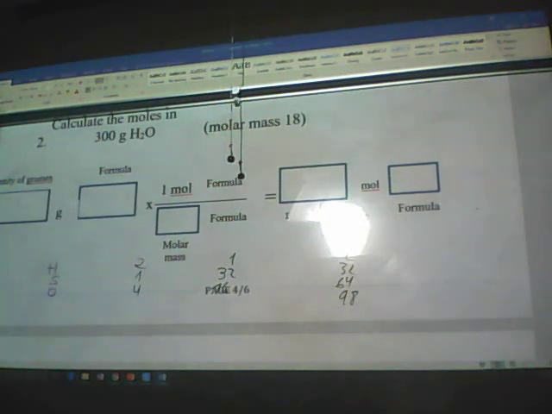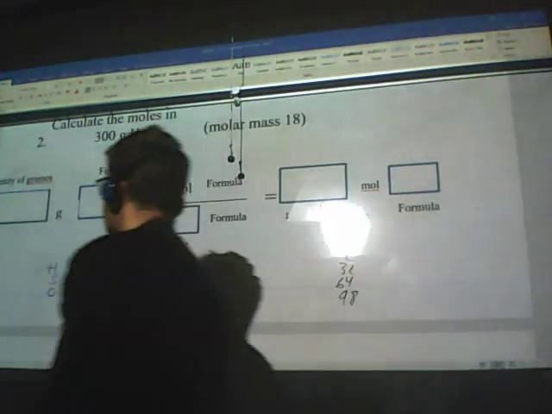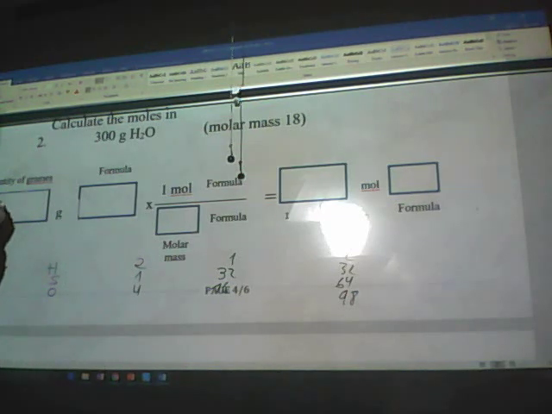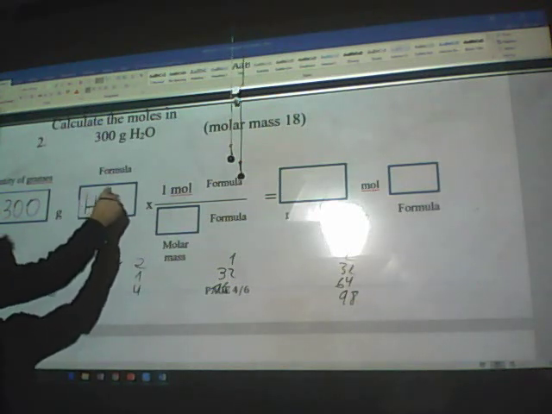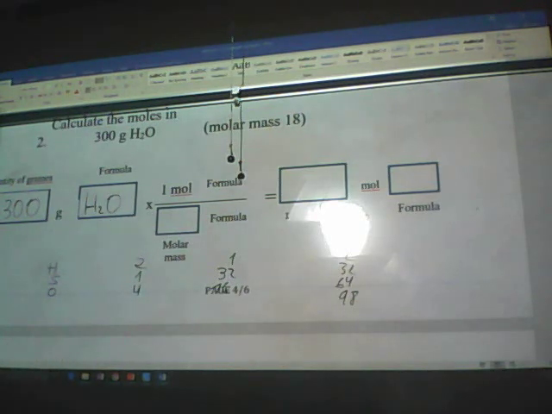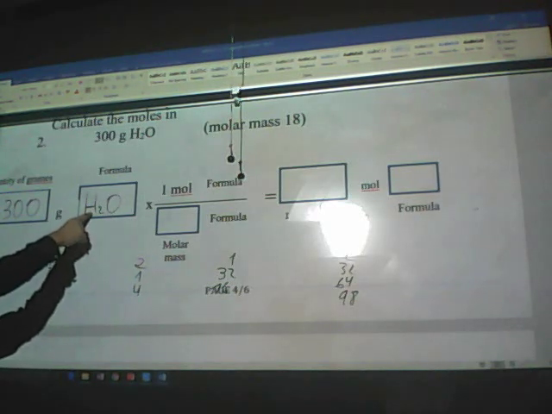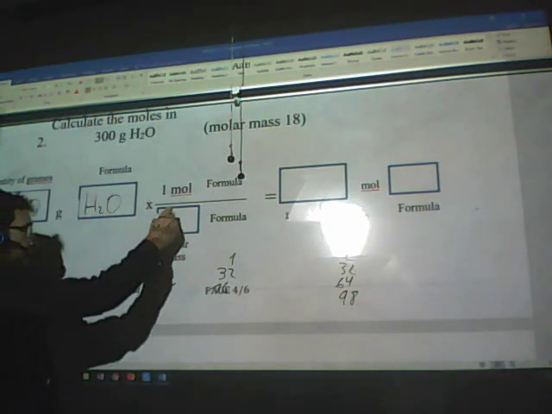Grams to moles, calculate the moles in 300 grams of water. For that, you write the quantity of grams here, 300 grams. In the formula, water, H2O. And then you have to know the molecular mass of water. That is 16 of oxygen plus 2 of 2 hydrogens, 18.